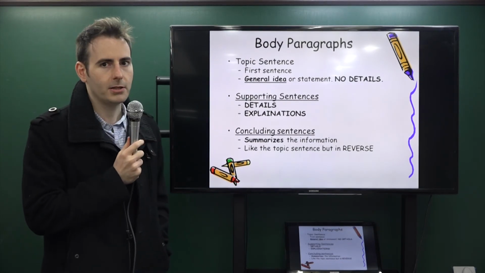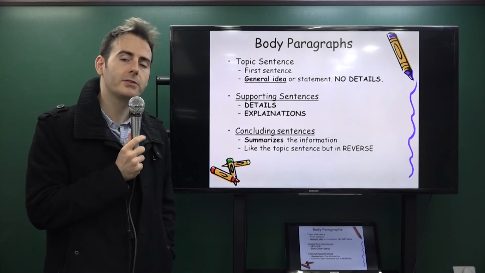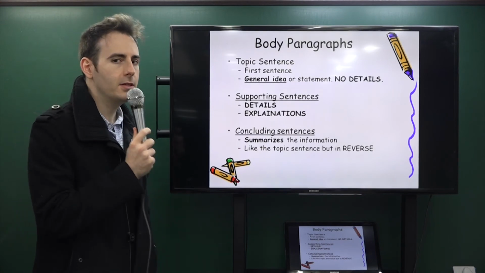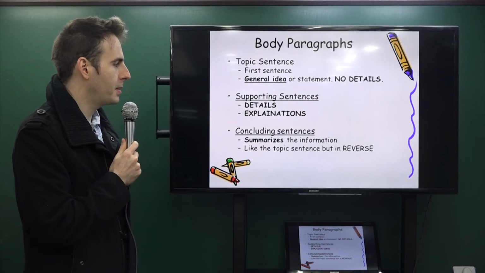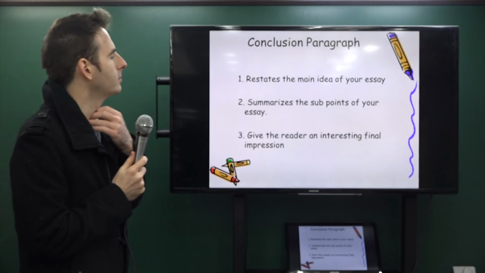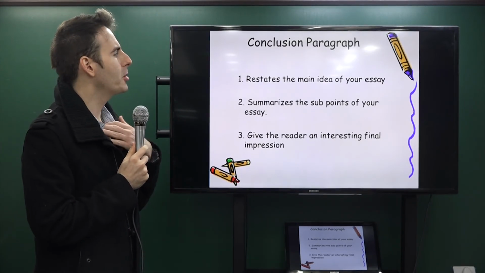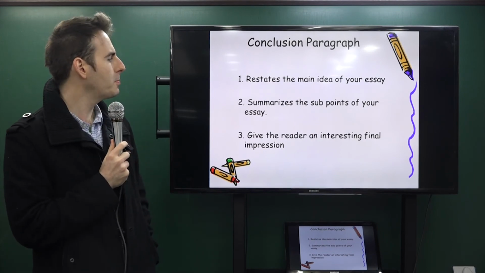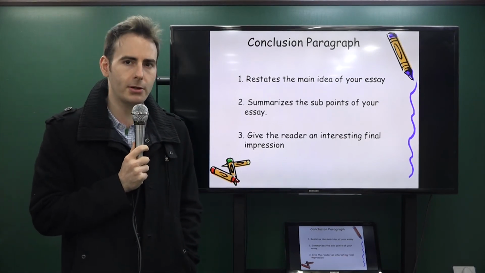And then lastly, in the body paragraphs, you have your concluding sentences. The concluding sentences summarize the information. They also connect this paragraph to the next paragraph. Like the topic sentence, but in reverse. Conclusion paragraph. The conclusion paragraph restates the main idea of your essay. It summarizes the subpoints of your essay, and it gives the reader an interesting final impression of your essay.